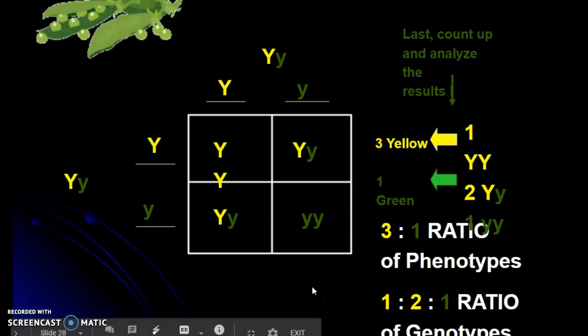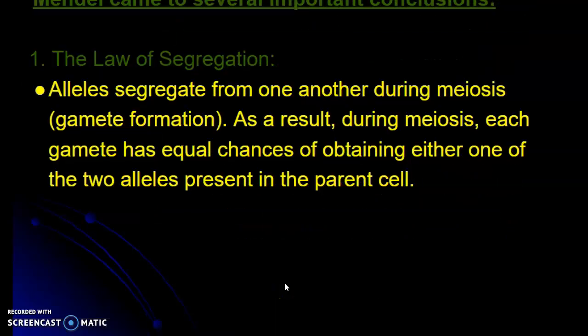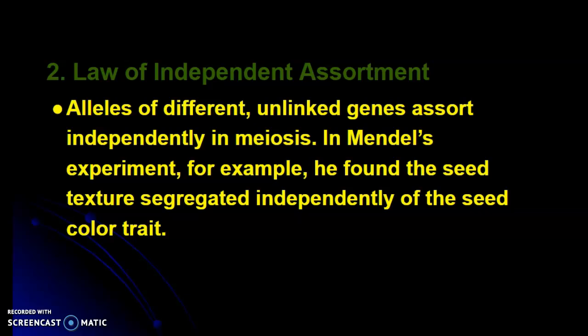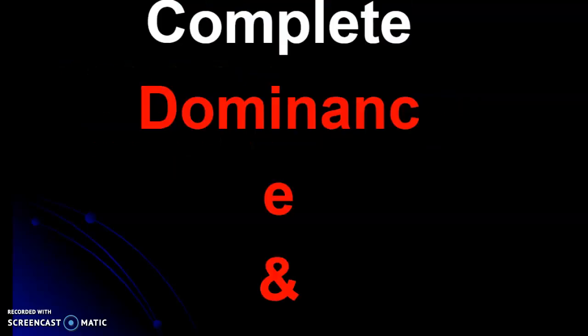On these questions, you can either answer them in terms of percentages or just look at the numbers. Our ratio is 3-to-1. 1, 2, 3, and 1, 3-to-1. All right, and then he came up with the law of segregation, law of independent assortment, which basically is just an explanation of meiosis in both cases. And the law of dominance: as long as there's a dominant gene, it will dominate the recessive trait.